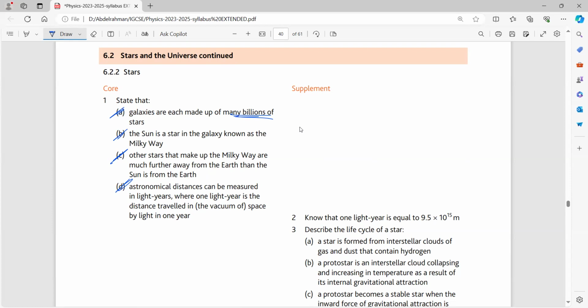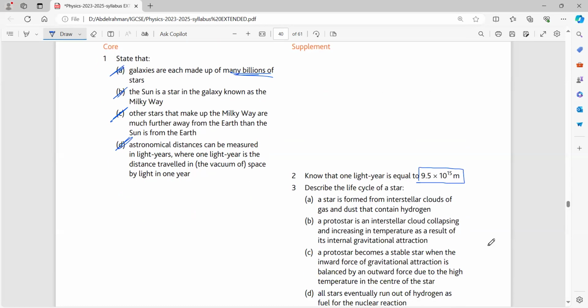A light year is approximately equal to 9.5 times 10 to the power of 15 meters, which is almost 9.5 trillion kilometers. That's a huge number.